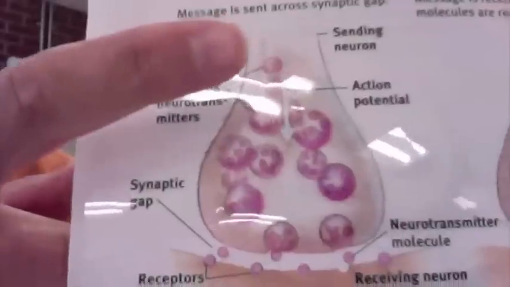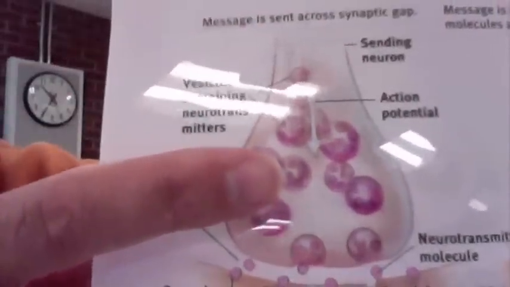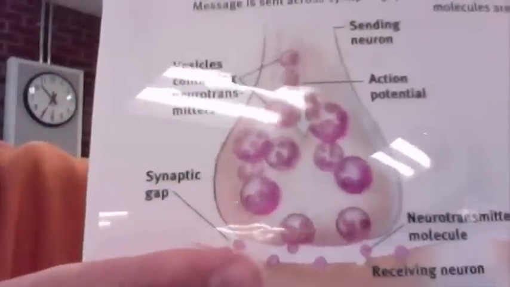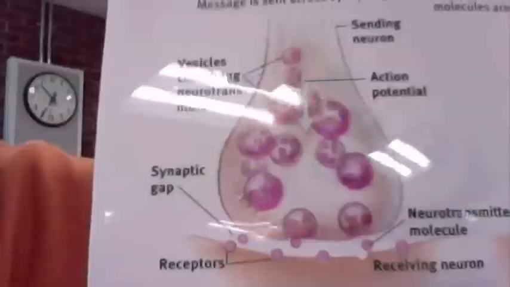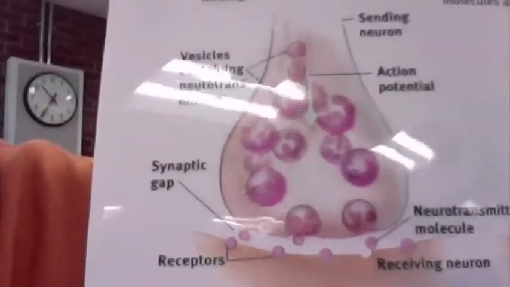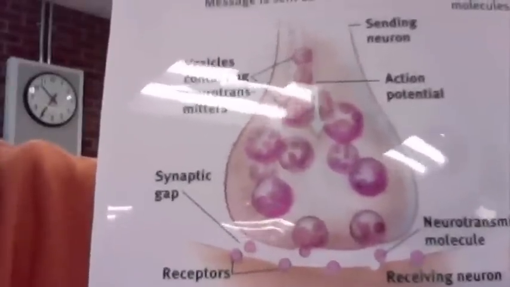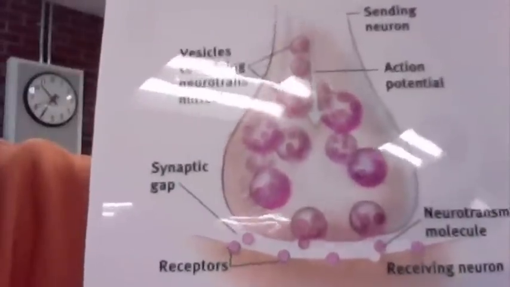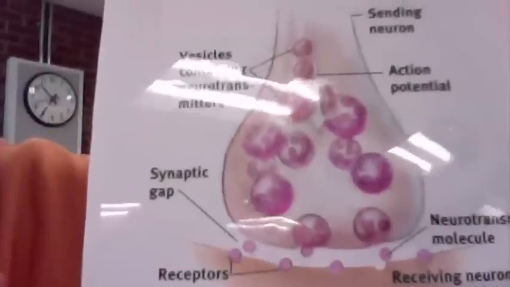By the way, the electrical impulse coming down here, it's called the action potential. So the action potential comes down, the neurotransmitter goes across, and then the next neuron fires or sends a new electrical impulse. Okay, I think that's pretty easy to understand.